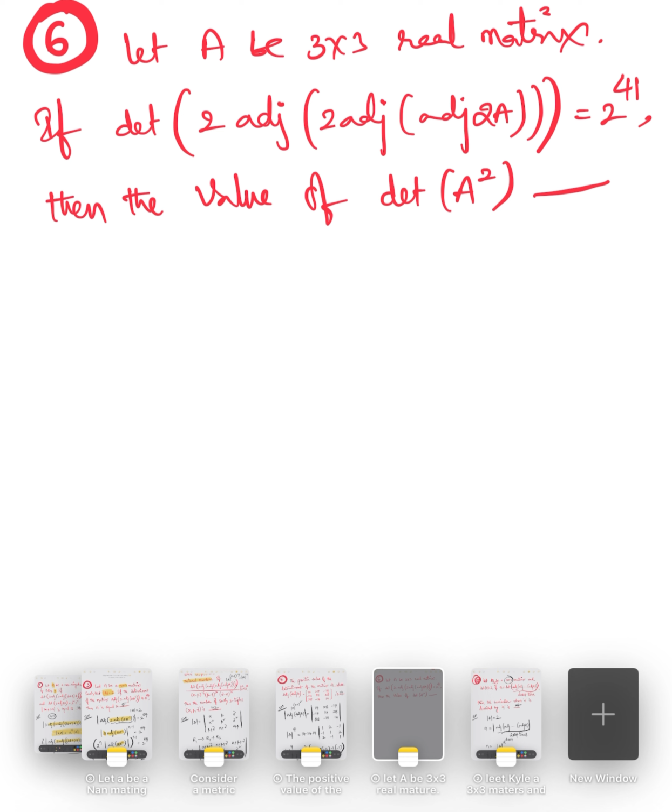Again I will read the question. Let A be a 3 by 3 real matrix, if det of 2 times adjoint of 2 times adjoint 2A equals 2 power 41, then find the value of det of A square.